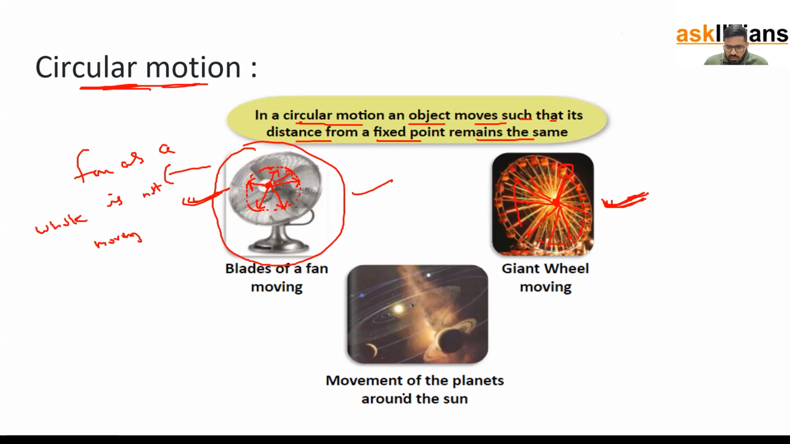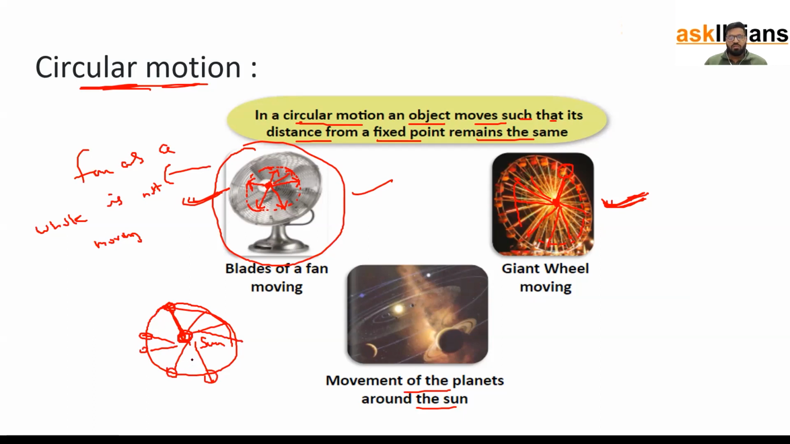Now what about this third type of motion, which is movement of the planets around the sun? This we can't observe easily, obviously, because this is space related. So movement of the planets around the sun is also an example of circular motion, in which the sun is at the center and planets are revolving around the sun in circular orbits, or kind of circular orbits. Their distance from the sun is constant every time during their revolution around the sun. So that's why we are considering it as circular motion.